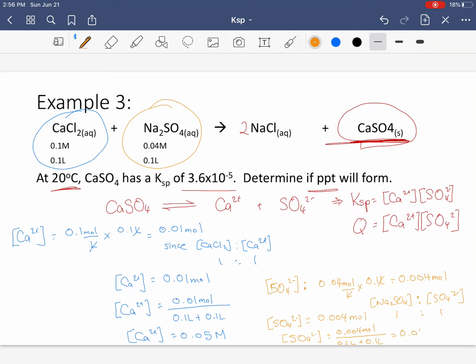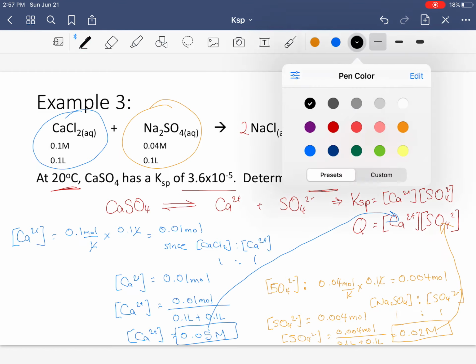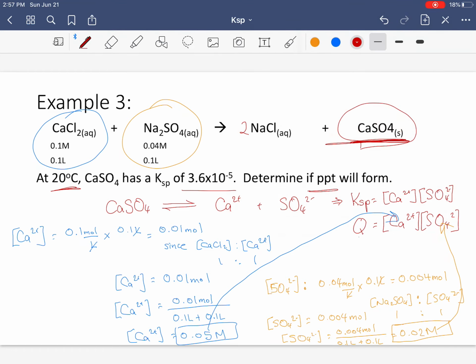Now I want to check what my answer is. So let's go back to red. So Q is equal to 0.05 times 0.02. I'm glad there's no exponent. Okay, and the answer here, let me put this in scientific notation, is 1.0 times 10 to the power of negative 3. Okay, that's my Q value.